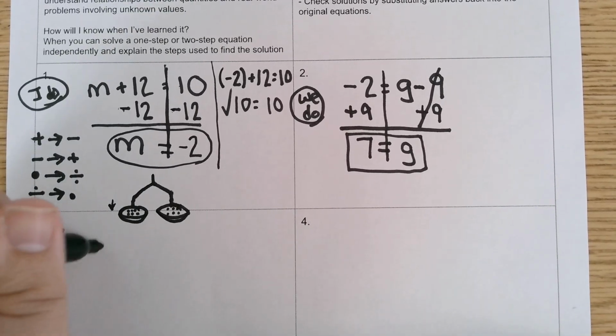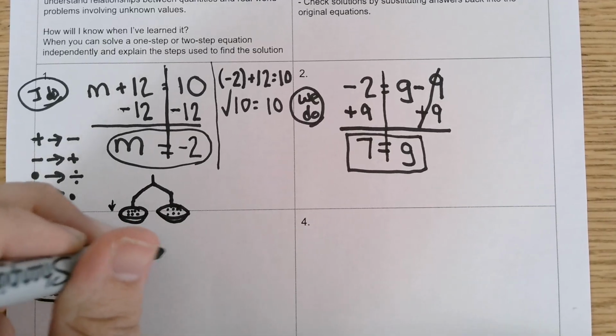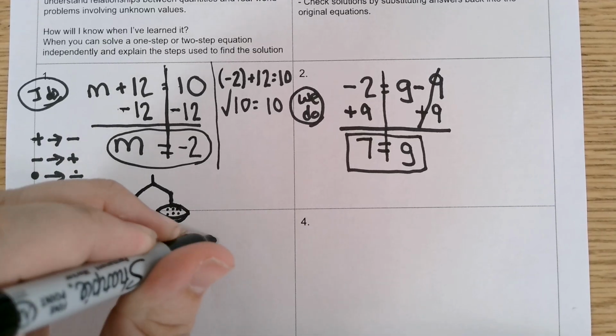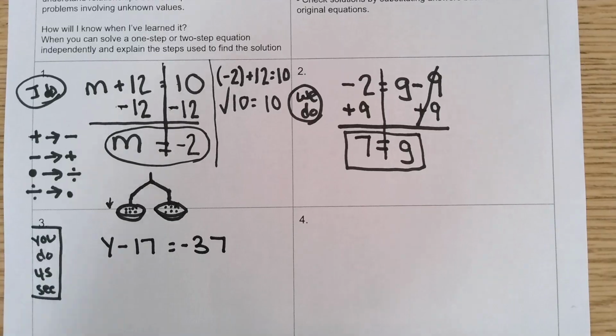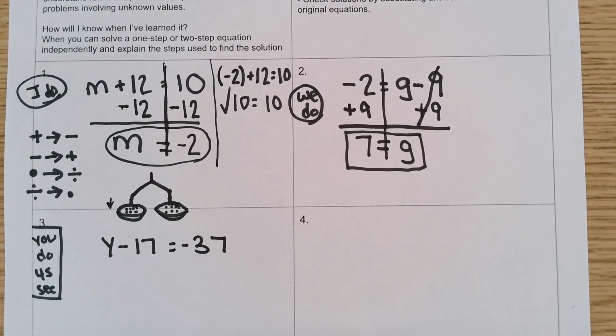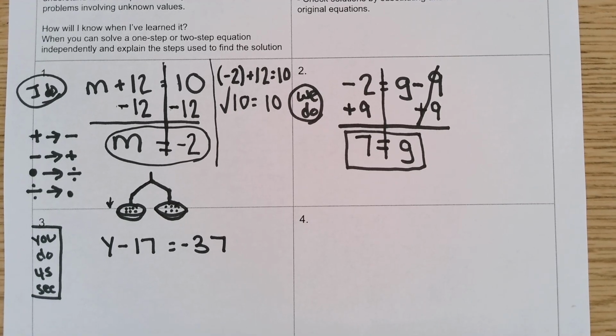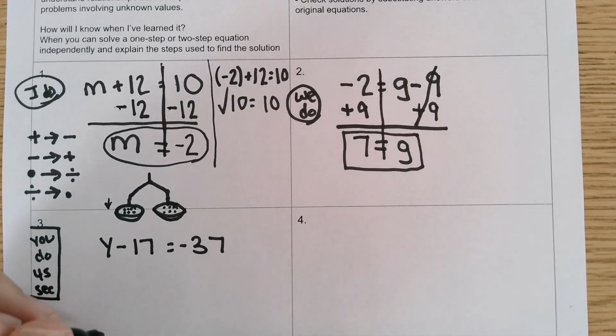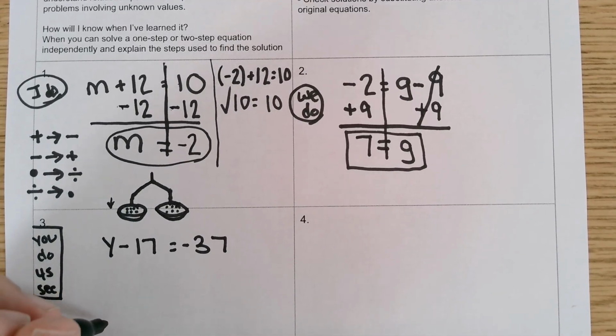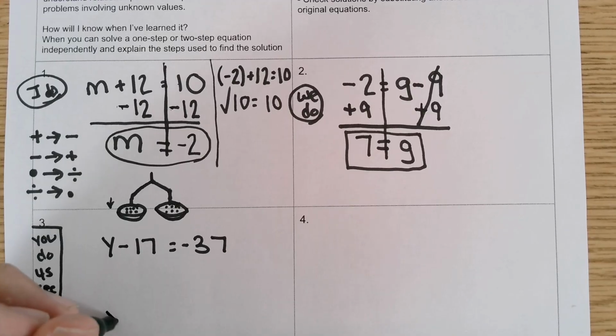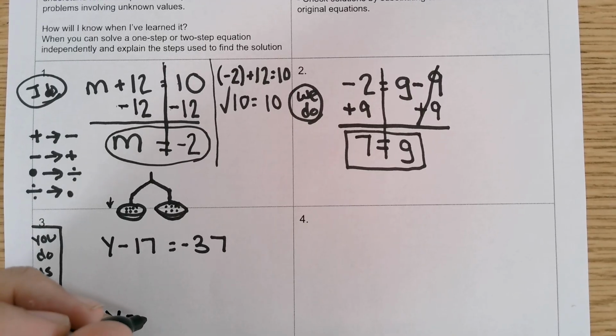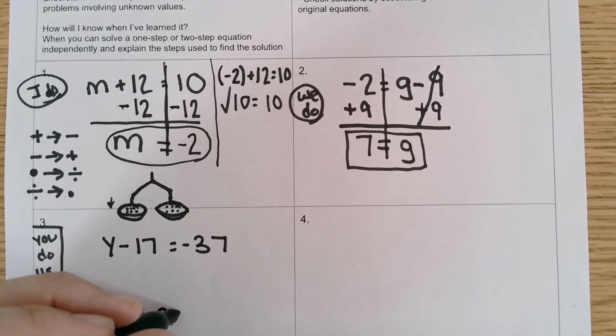And it was y minus 17 equals -37. So go ahead and take this time, pause the video, set a timer for 45 seconds, see if you can do this one. All right, we're back. So your answer should be y equals -20.